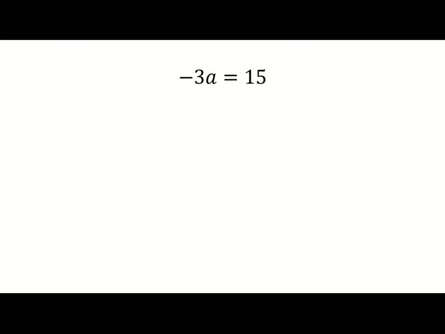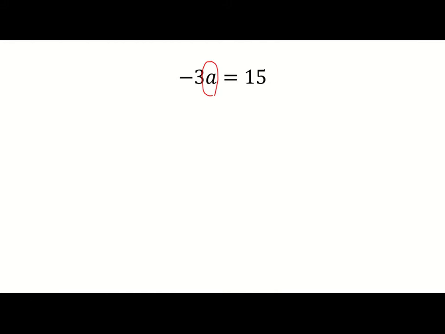Our second example of a one-step equation is negative 3a equals 15. So again, anytime that we're solving an equation, the goal is to isolate the variable. In this case, we want to get a by itself. So we see there's a negative 3 with the a. So we need to ask ourselves, what is happening with the negative 3 and the a? Is it being added, subtracted, multiplied, or divided? If you said multiplication, you would be correct. The negative 3 is being multiplied with the a.